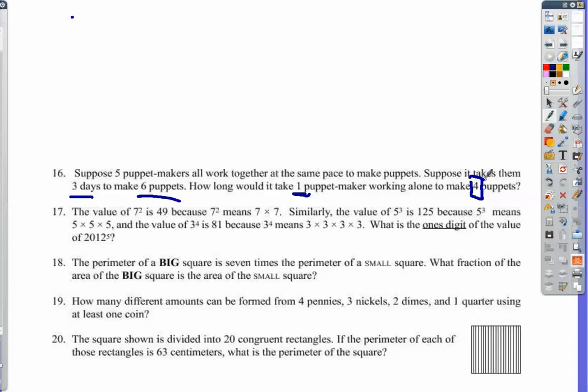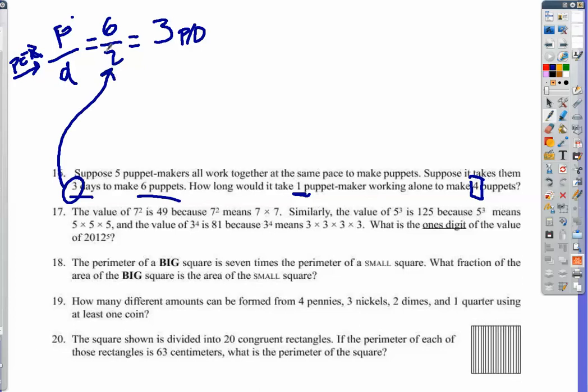First thing, we need to find the puppets. P stands for puppets per day. And the word per means divide. So when we have puppets per day, we're just dividing the number of puppets by the number of days. So how many puppets did we make with the 5? We made 6 puppets in 3 days, which means we made 2 puppets per day. Oh my goodness gracious, that should be a 3, not a 2. 6 divided by 3 is 2 puppets per day.